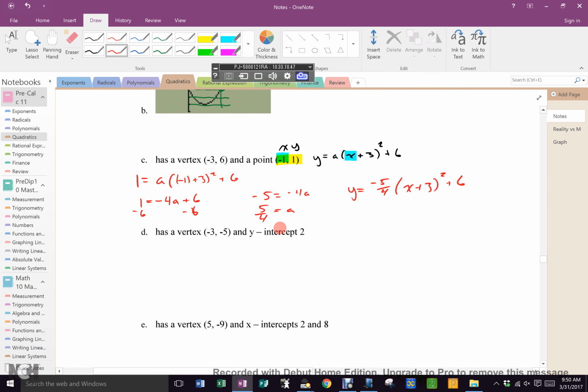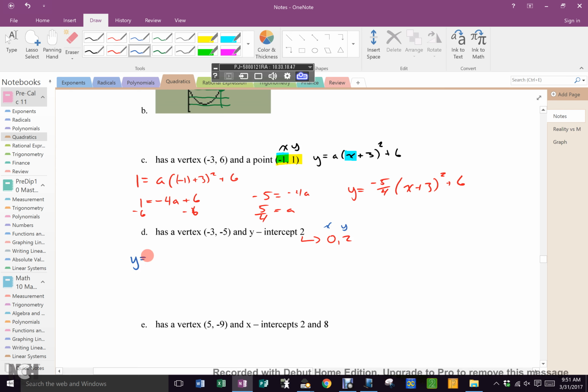So look at D. What's different? Oh, there's only a y-intercept. But what do we know about y-intercepts? When do they occur? When x equals 0. So what is this really? 0, 2. Does that give me an x and a y? Can I use that to find a? Sure I can.